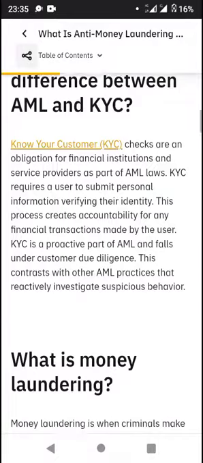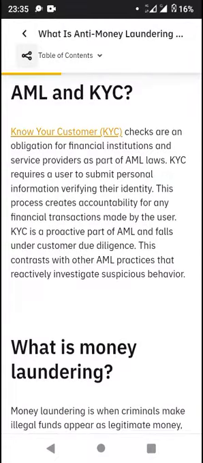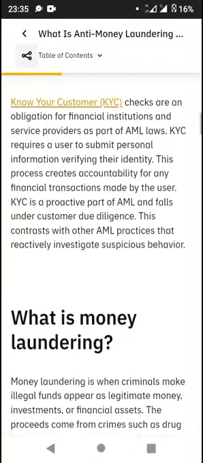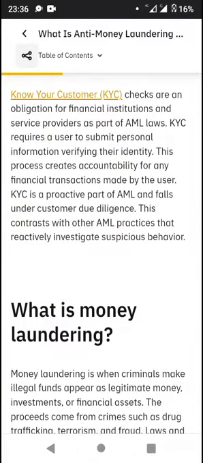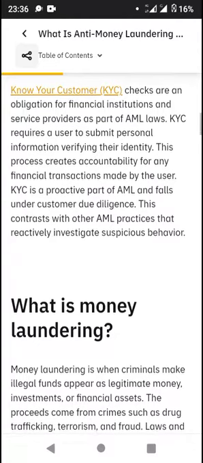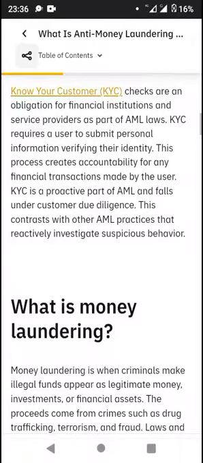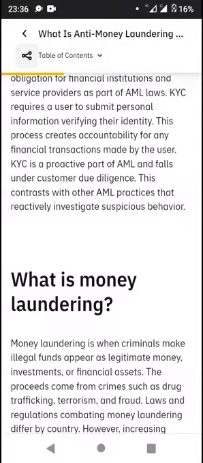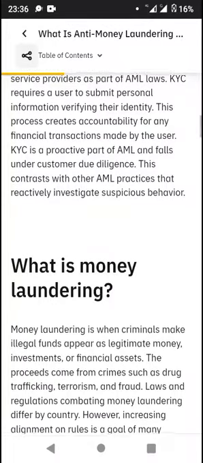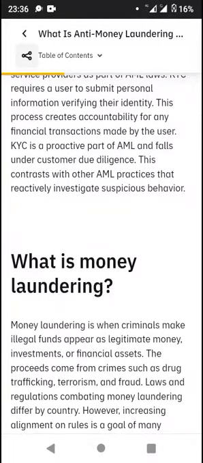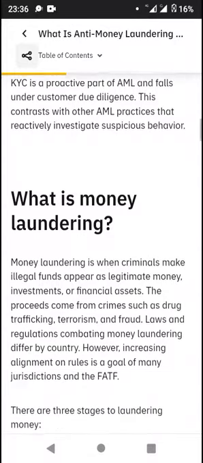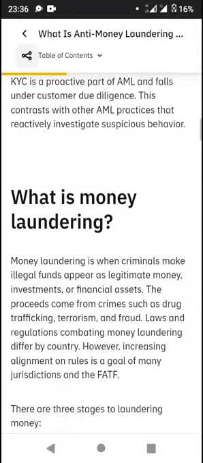obligation for financial institutions and service providers as part of AML laws. KYC requires a user to submit personal information verifying their identity, and this process creates accountability for any financial transactions made by the user. KYC is a proactive part of AML and falls under customer due diligence. This contrasts with other AML practices that reactively investigate suspicious behavior.